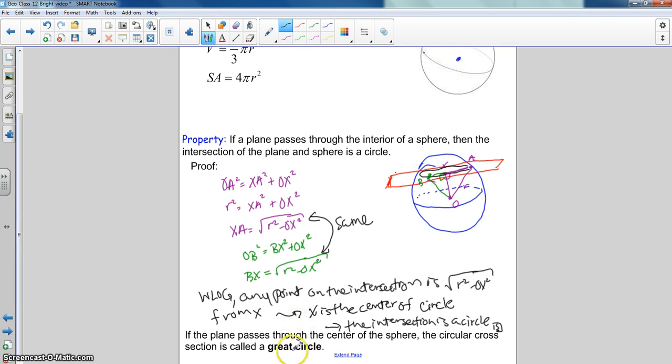And then one other note in terms of vocab here: if that plane passes through the center of the sphere, we actually say that the circular cross-section that is made is called a great circle. It would have to cut through the center, so the diameter of the sphere is the diameter of the circle that is made for that cross-section.